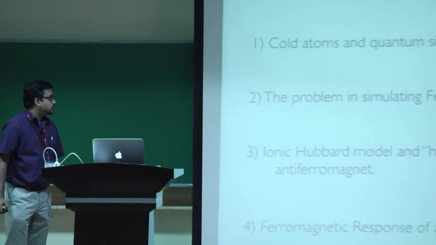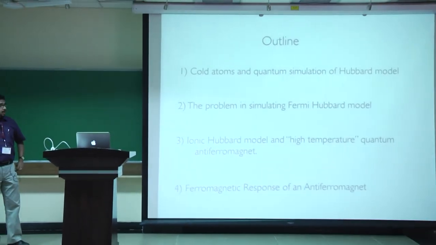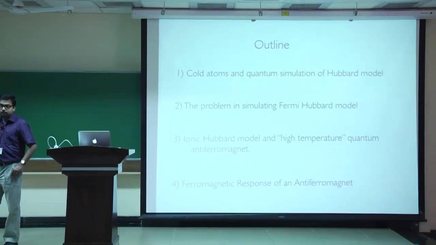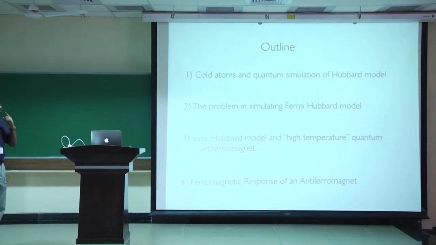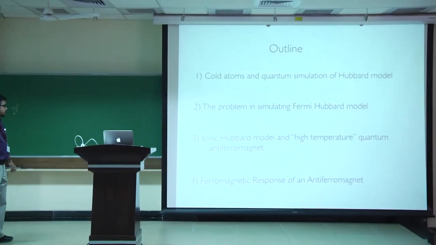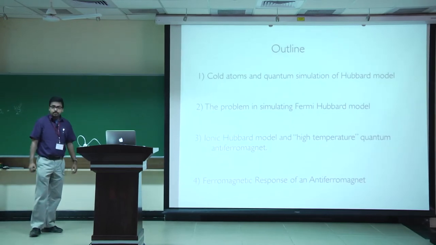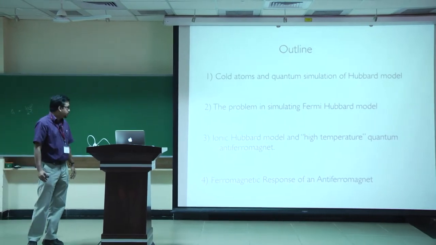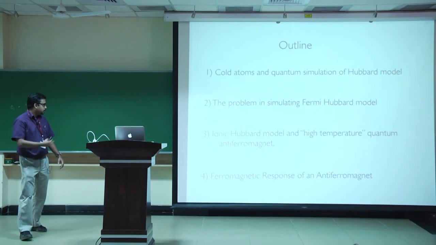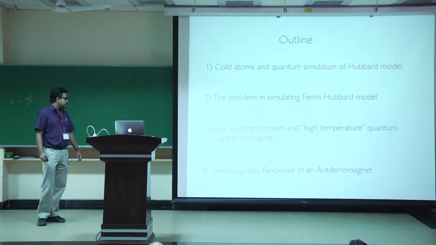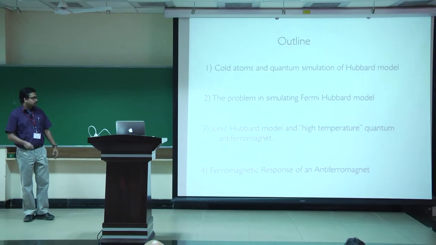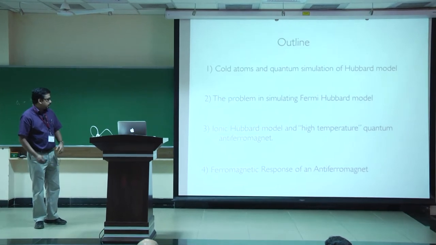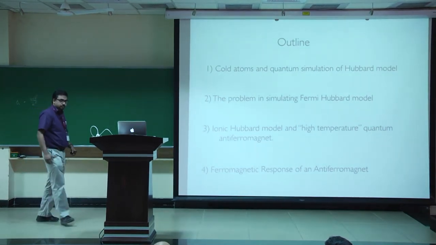So here is the outline of the talk. I will first talk about cold atoms and quantum simulation of the Hubbard model and what we have done, what we cannot do, what is a goal, and so on and so forth. And then I will come to the main problem, which is that there is a problem in simulating the fermionic Hubbard model, which is something we all want to do with cold atoms. And in that context, we will talk about a new model called the ionic Hubbard model and what we mean by high temperature antiferromagnetic phase there. And finally, I will talk about the ferromagnetic response in this antiferromagnetic phase.